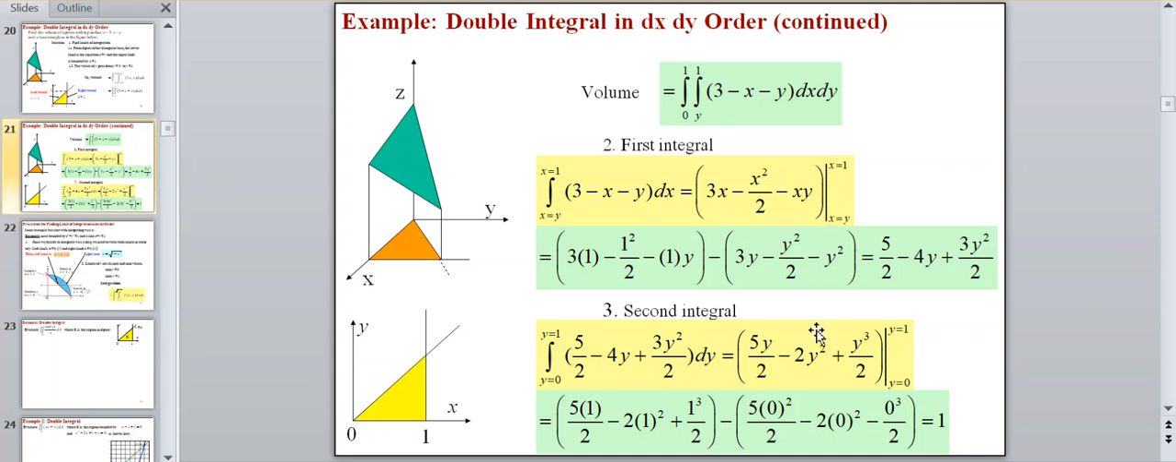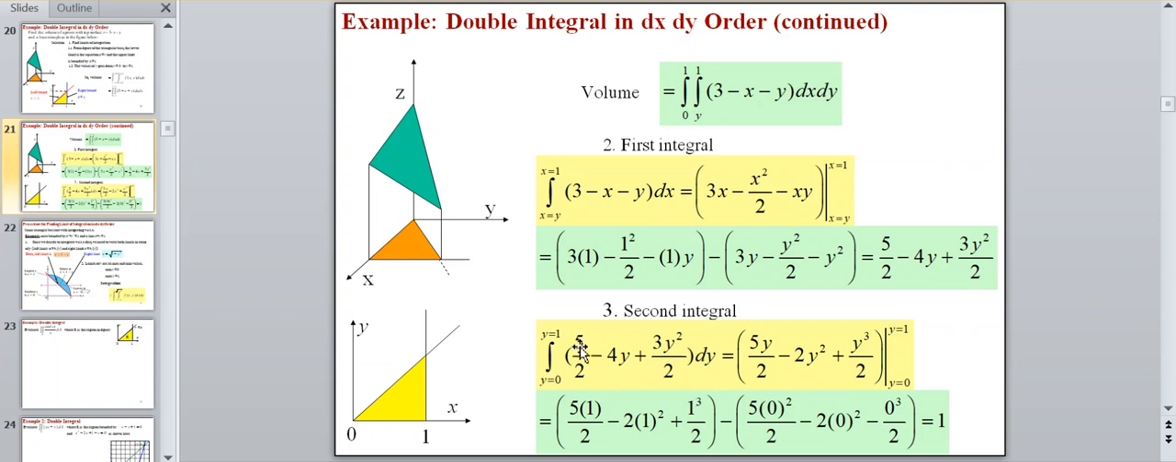So if we calculate here, it's easy. Here we have 3 minus 1/2, so it means 2.5, or 5 over 2. And here we have, look at here, minus y, minus 3y, minus 4y. Here we have minus 3/2 y squared times minus 1 becomes plus 3y squared divided by 2.